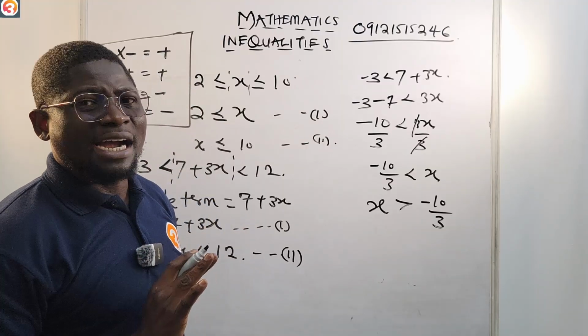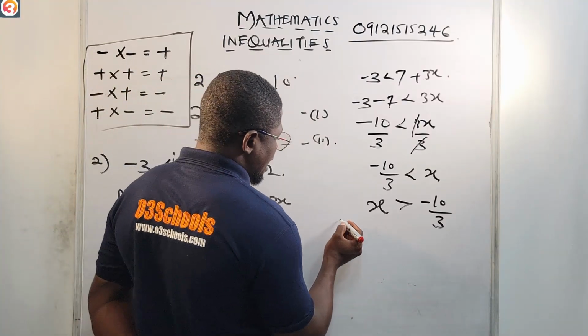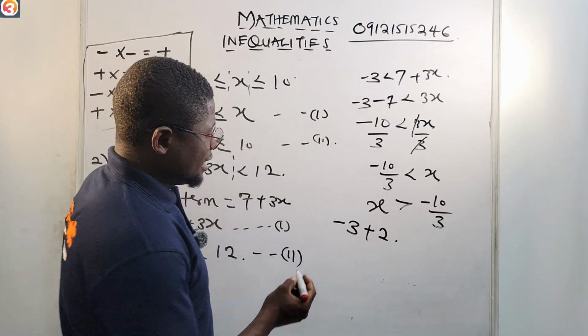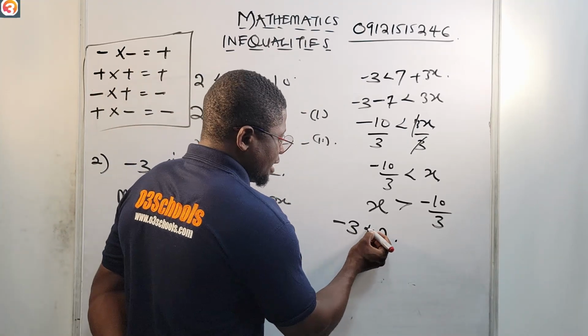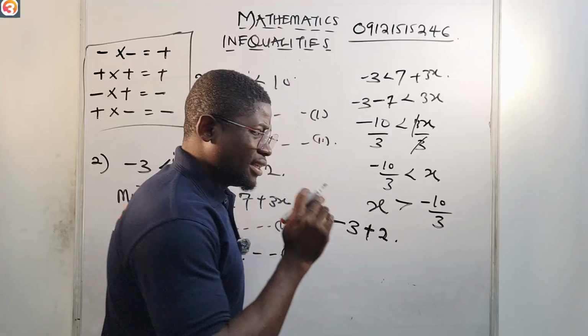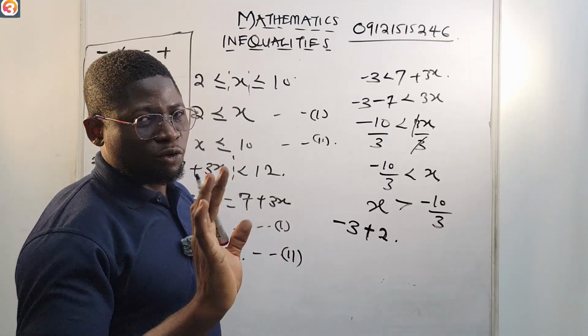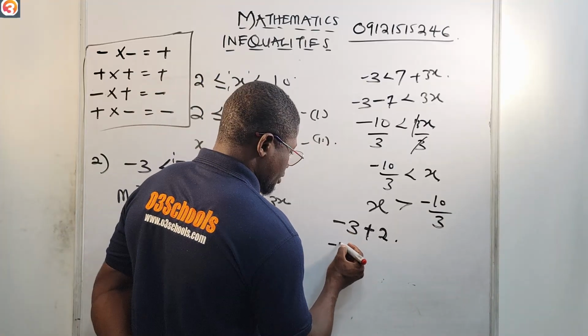Just bring your mind down and understand it. Okay? For example, if you have minus 3 plus 2, okay? There's minus at the front of the 3, there's plus at the front of the 2. In case you don't understand it quickly and you forget, this is what you should do.